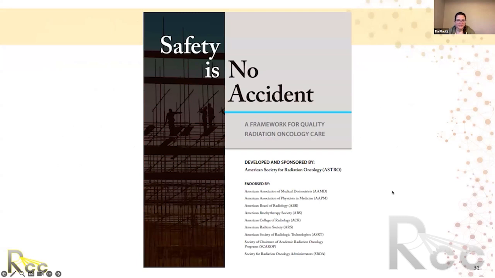And then again, I wanted to make another plug for this reference, Safety is No Accident. Many of the slides here did pull information directly from this document. It is so accessible. It really outlines every individual's role in the clinic in safety and quality control, and it gives really nice suggestions and guidelines for you to start thinking about how to implement a framework for quality control in your own clinic.